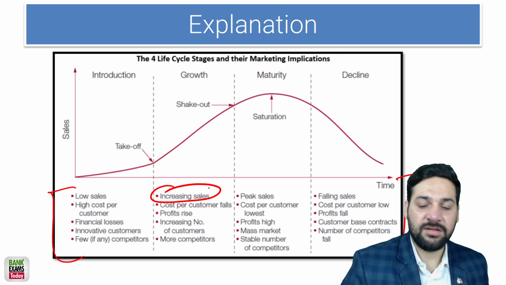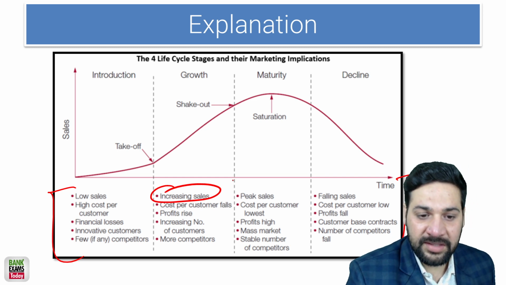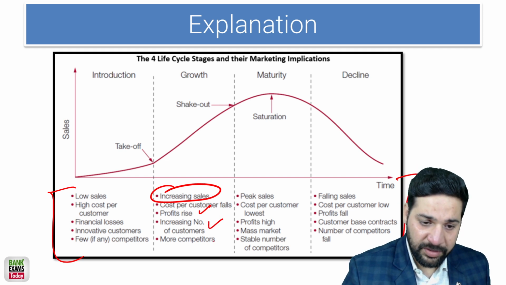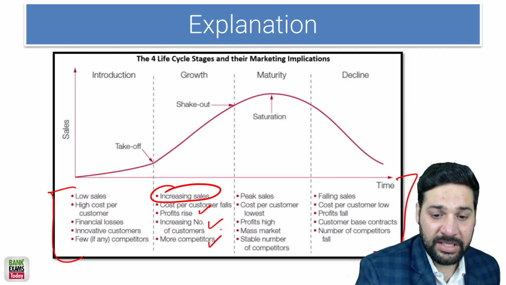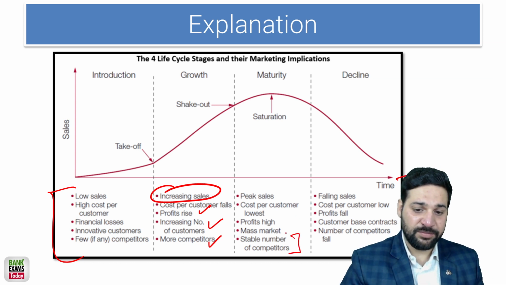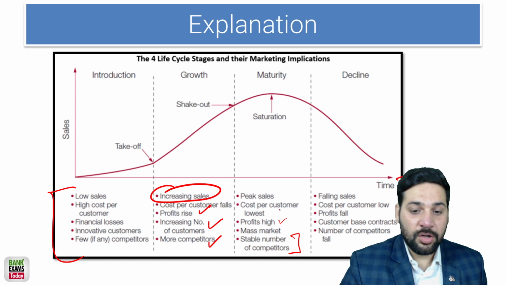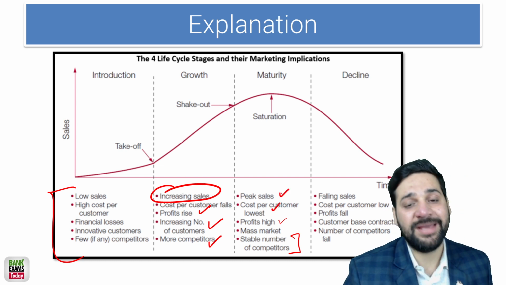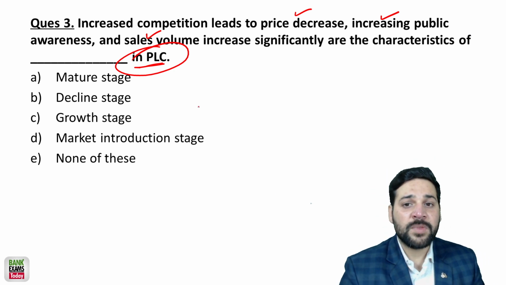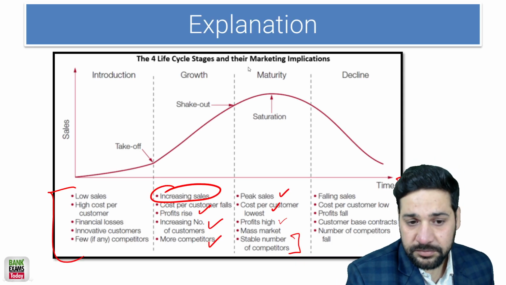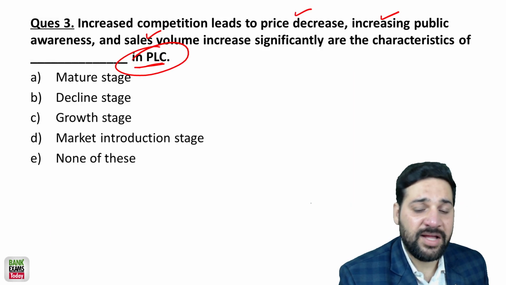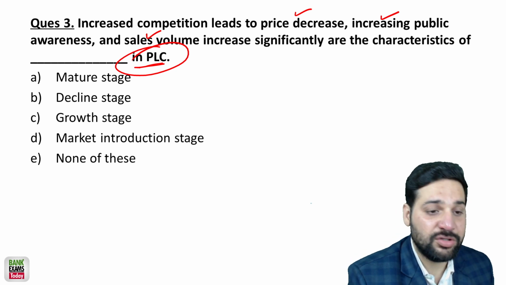In the growth stage, sales increase. Cost per customer falls, profit rises, the number of customers increases and competition increases, right? And in maturity, there is a stable number of competitors, mass market, profit is still high, cost per customer is lowest, and sales are at their peak. So in which stage do the price decreases, cost per customer falls, and public awareness increases, which is why sales increase significantly? So it is the growth stage.